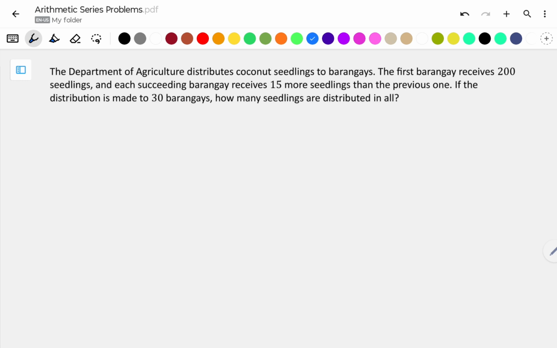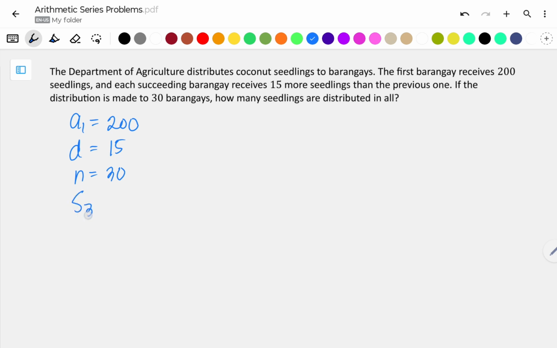The given: 200 seedlings for the first barangay, and then 15 more, so the common difference is 15, so that will be 215 for the second barangay, 230 for the third barangay, and so on. 30 barangays, so N is 30. How many seedlings are distributed in all?